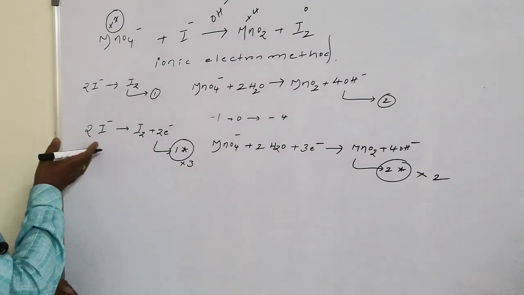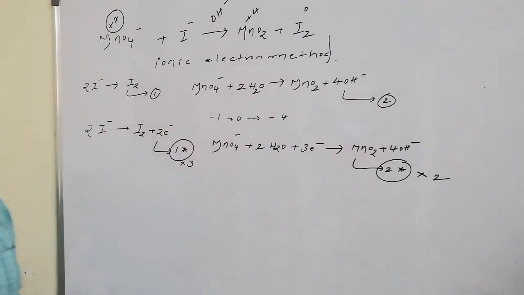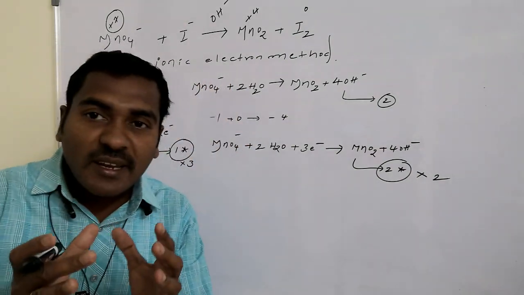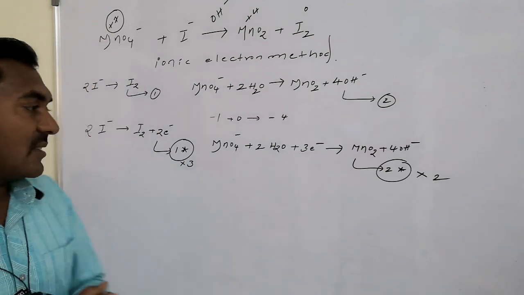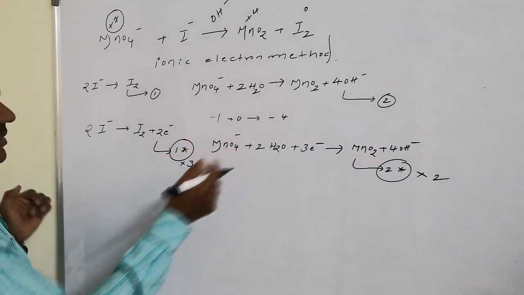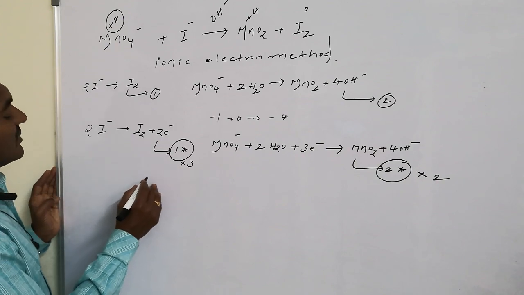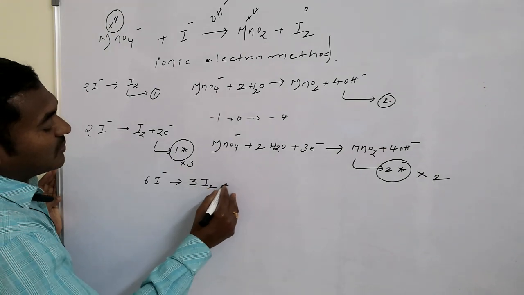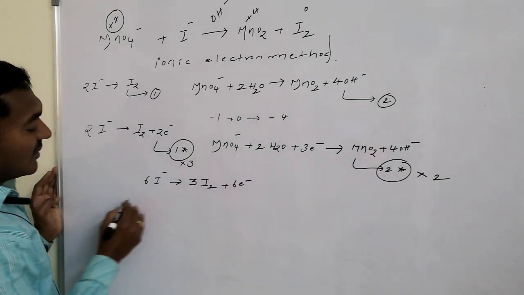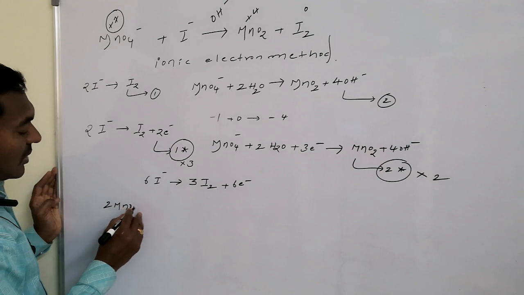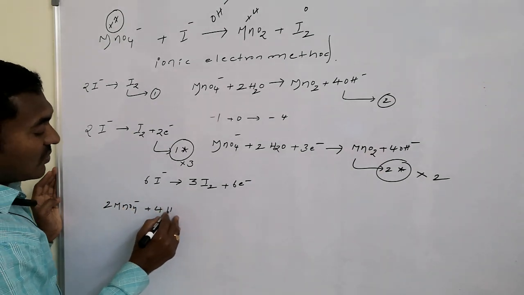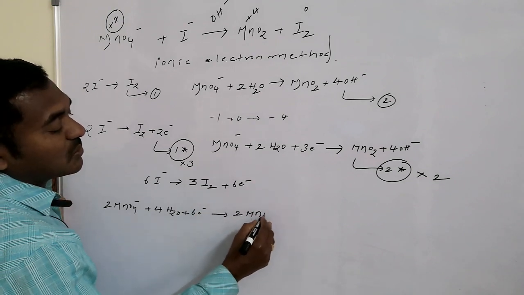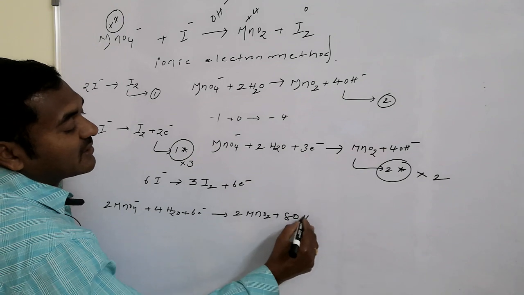Now this becomes a net release of 6 electrons, and this becomes a net gain of 6 electrons. To maintain the law of conservation of electrons, vice versa multiplication followed by adding one to the other, this particular equation becomes 3 times 6I minus is converted to 3I2 followed by 6 electrons. Similarly, if I multiply with 2, MnO4 minus plus 4H2O plus 6 electrons is converted to 2 MnO2 plus 8OH minus.